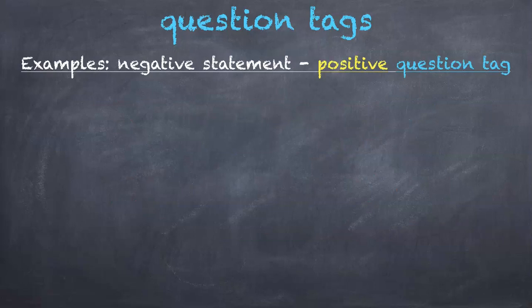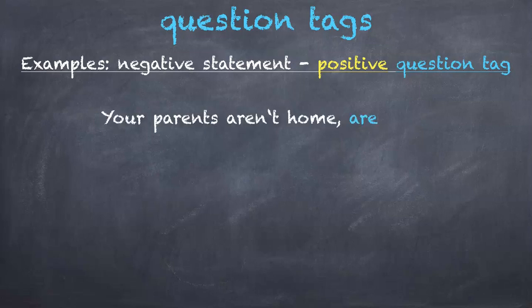So now we turn it around. Now we have a negative statement, and the question tag is going to be positive. Your parents aren't home, are they? So here you can see the sentence, the statement is negative with the aren't. So it has to be in positive form in the question tag.